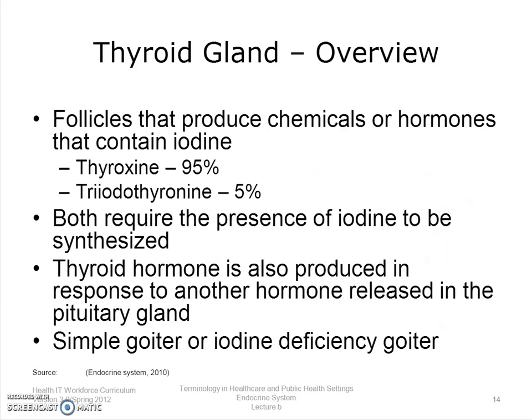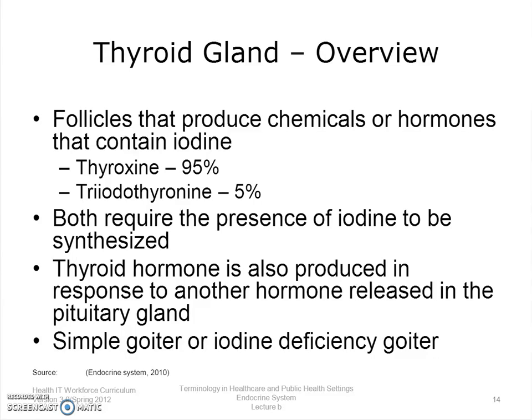Internally, the thyroid consists of follicles, which produce thyroxine and triiodothyronine. These two hormones contain iodine. About 95% of active thyroid hormone is thyroxine, and most of the remaining 5% is triiodothyronine. Both of these require iodine for their synthesis.